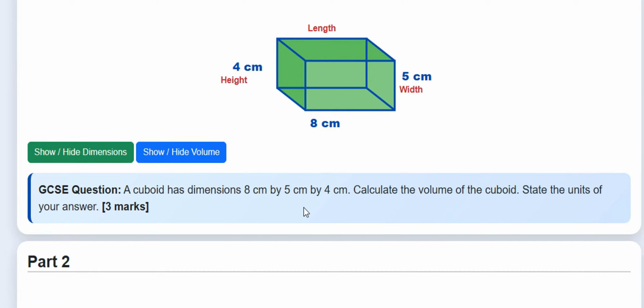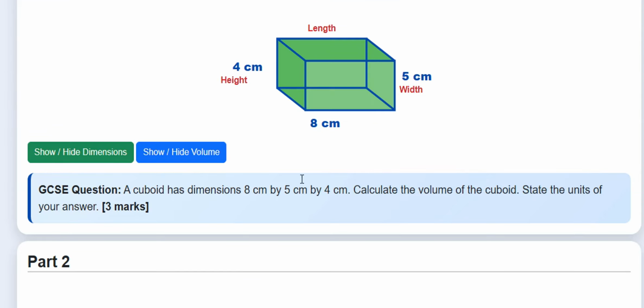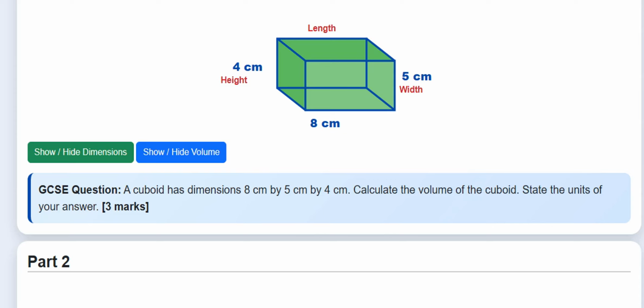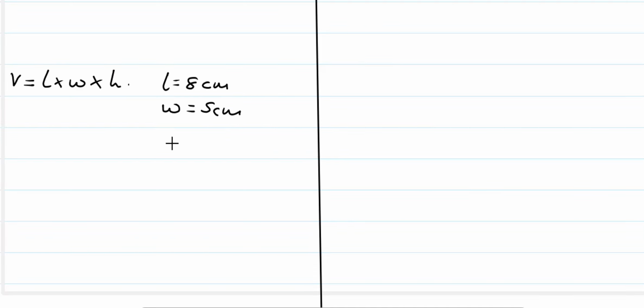You are told a cuboid has dimensions 8 cm by 5 cm by 4 cm. Calculate the volume of the cuboid. State the units in your answer. So, we have volume V is given by length multiplied by width multiplied by height. Then we are told the length of this cuboid is 8 centimeters. Then the width W is 5 centimeters. And then the height is 4 centimeters, like that.